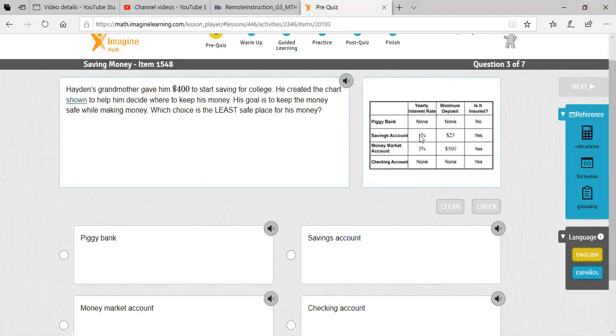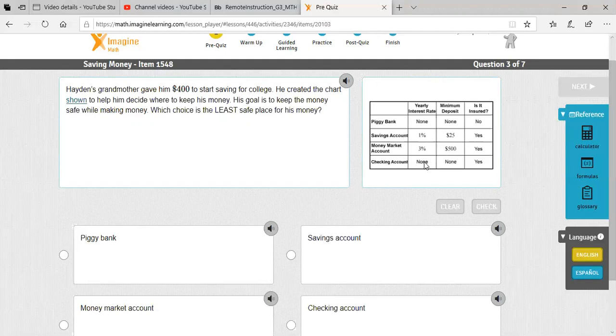Savings account, no, they give you some money to have it in the bank. $1 per each 100 that you have. They require a minimum deposit of 25. Of course, they charge you. You need to have at least $25. And is it insured? It is. The money market account will yield more interest, 3%. That means $3 per $100. And the minimum deposit is 500. But again, in this case, Hayden doesn't qualify because he needs a minimum of 500 and he only has 400. He qualifies for the savings account.